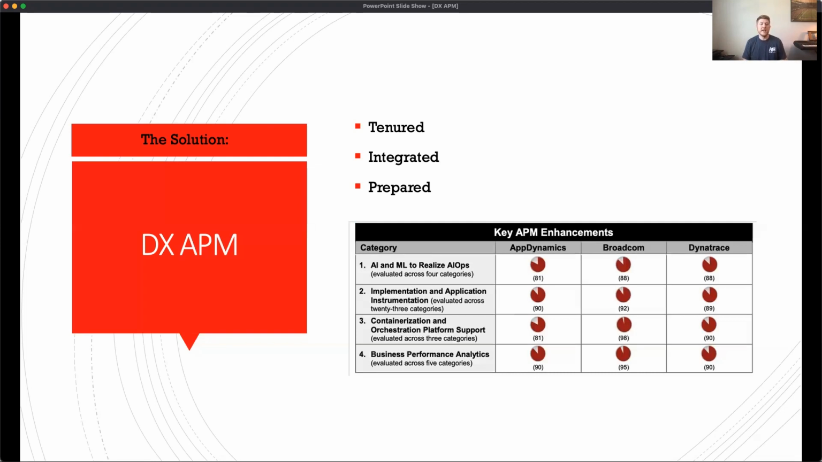And not only that, but because of Broadcom's tenure in the APM market and knowing where we've already been, the DX APM platform has the foresight necessary to really ensure that the solution can meet any APM challenge both today and in the future.